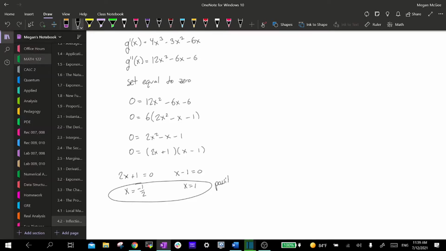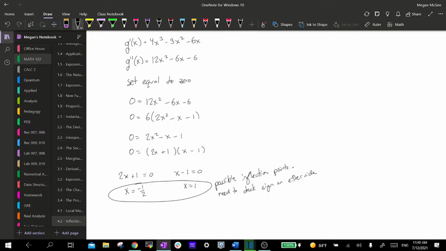Possible inflection points. Need to check sign on either side. Alright, so we still have to look at our second derivative on either side of each of these points just to make sure that we do actually change sign.